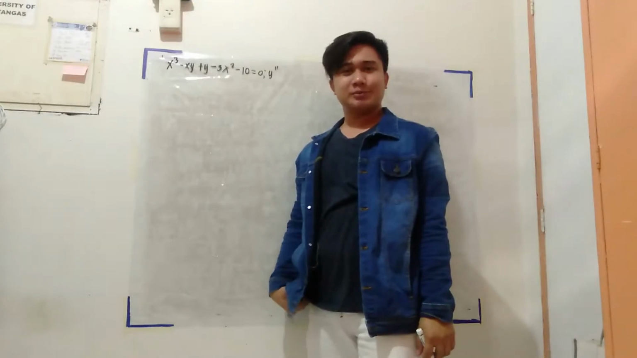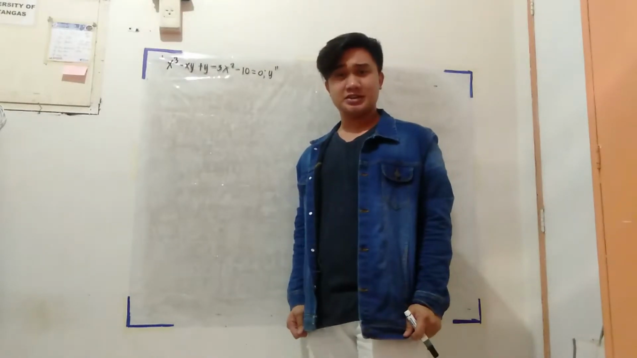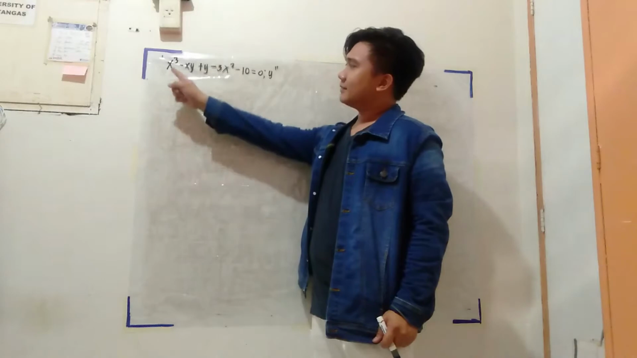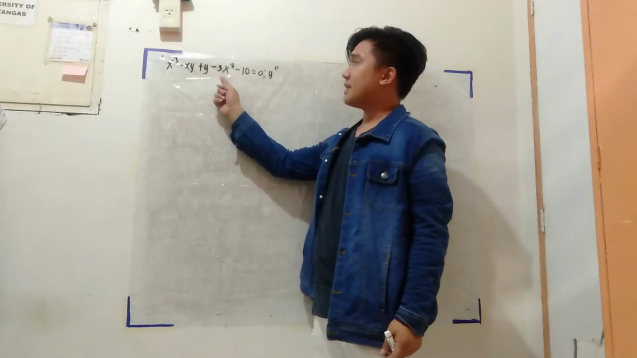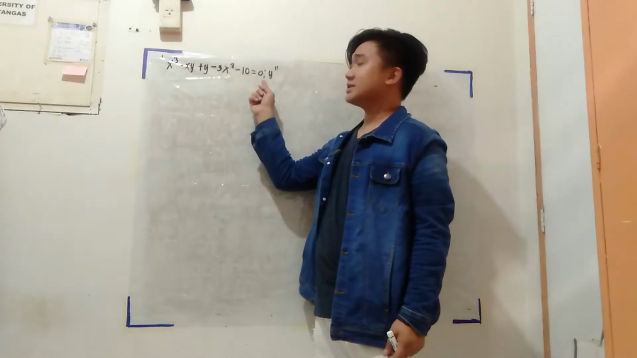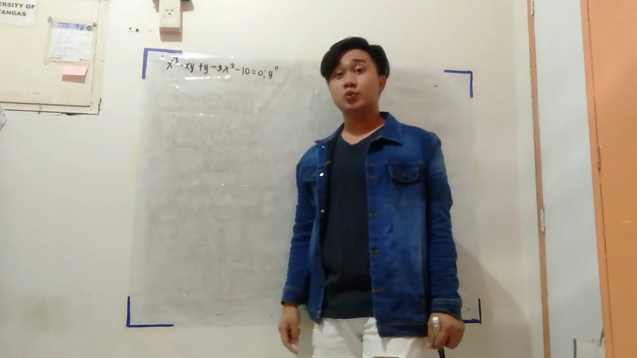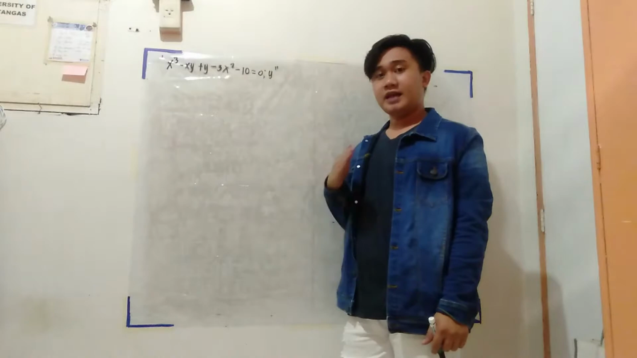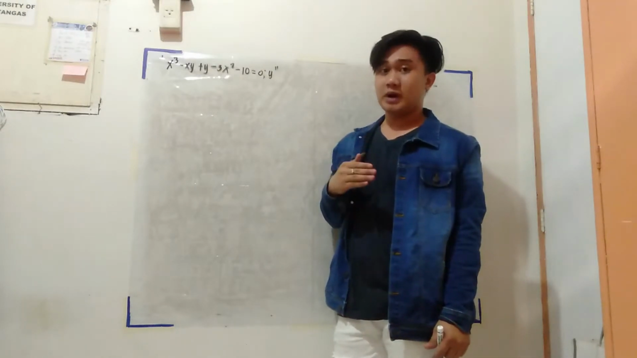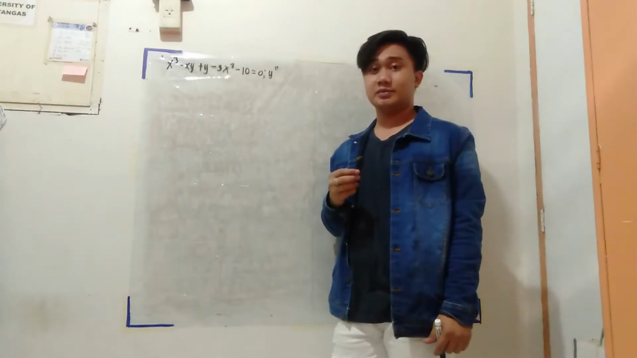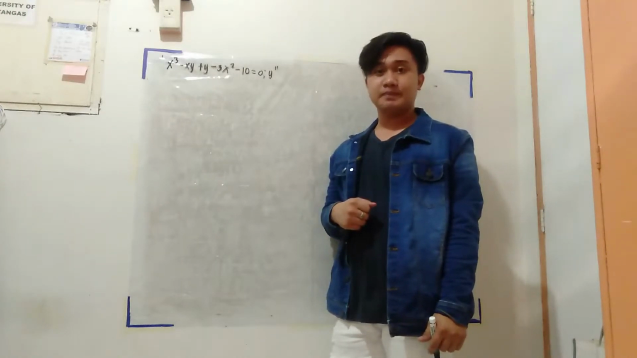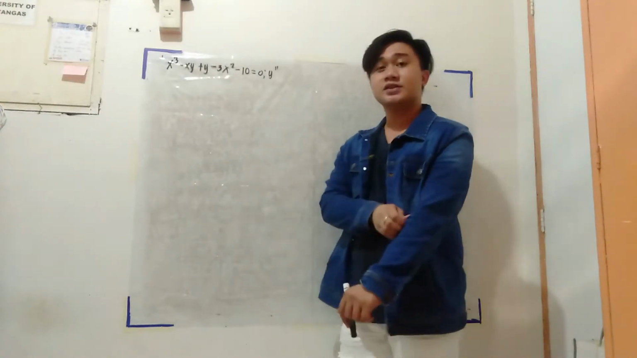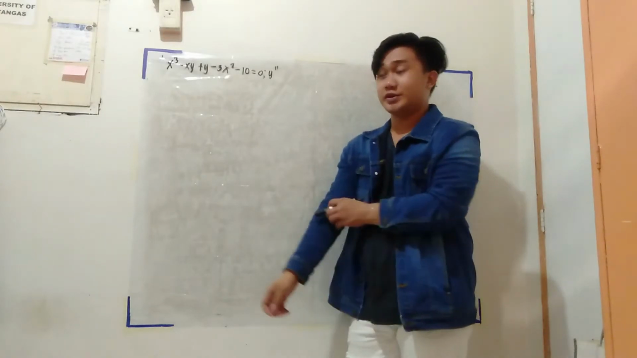Meron ulit tayong example dito for implicit differentiation. Given that our equation is x cubed minus xy plus y minus 3x squared minus 10 equals 0, we were asked to find the y double prime. Now, in order to find the y double prime, or simply the second derivative, you need to differentiate the first derivative. So we have to determine what is the first derivative of this equation.